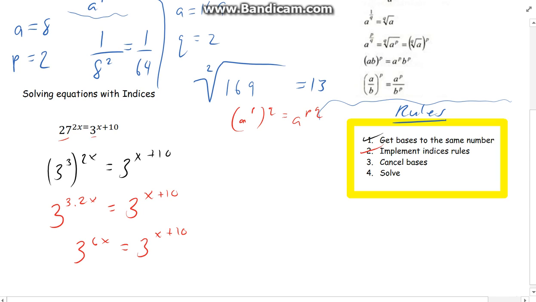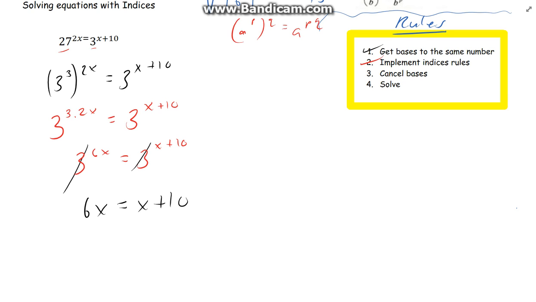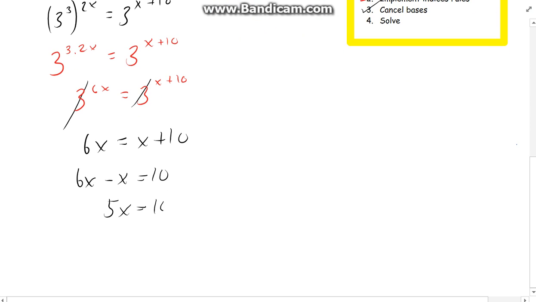Once we've got our bases the same number and implemented any necessary indice rules, now we can cancel our bases because they're the same number. This leaves us with 6x equals x plus 10. So that's our bases cancelled, and now we want to solve for our unknown, which is x. So 6x minus x equals 10, 5x equals 10, x is equal to 10 divided by 5. So x is equal to 2.